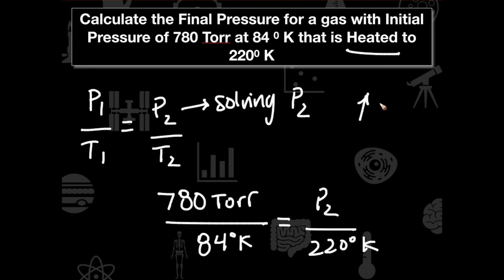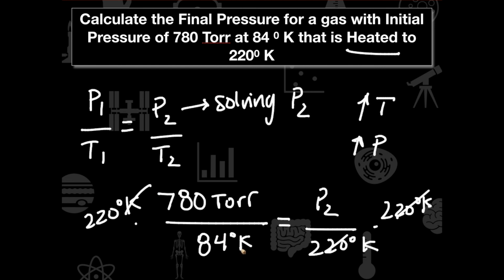Remember, we're heating this, so our temperature increased, and therefore our pressure must also increase. So P2 must be greater than 780. Multiply both sides by 220 degrees Kelvin. This will cancel on this side. We will multiply this by 220 degrees Kelvin. The Kelvins cancel out. We're going to get a value for our P2 of 2042 torr. This is going to be our pressure value in torr. So this is going to be the end of the video.